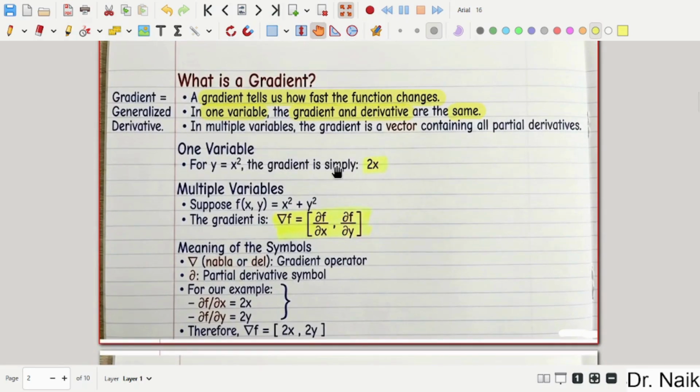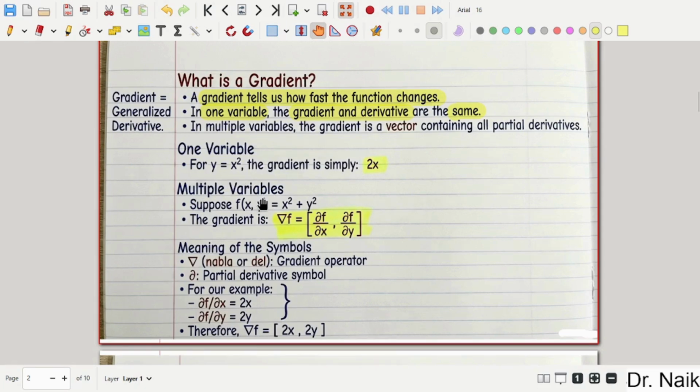What is a gradient? A gradient tells us how fast the function changes. In one variable, the gradient and derivative are the same, but in multiple variables, the gradient is a vector containing all partial derivatives. Let us see the example for one variable. For y is equal to x square, the gradient is simply 2x, because here we are using only one variable.